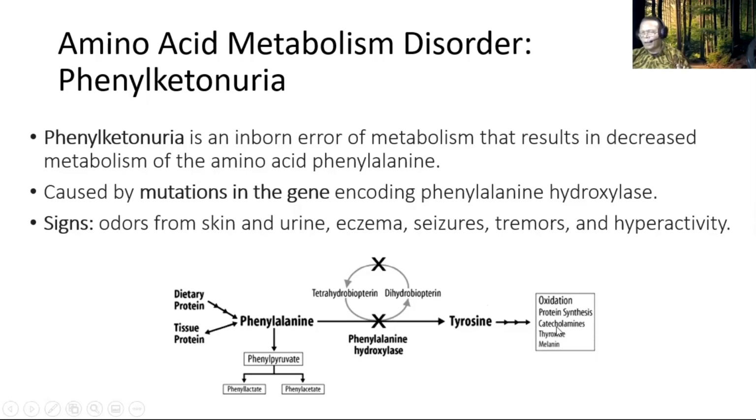But what happens with this one? As we have already mentioned, this is a kind of amino acid metabolism disorder. So this normal condition can't occur normally, then it will be switched to other pathways and will produce other molecules. In this case, it will produce these two molecules. From phenylpyruvate it will produce phenyllactate and phenylacetate.